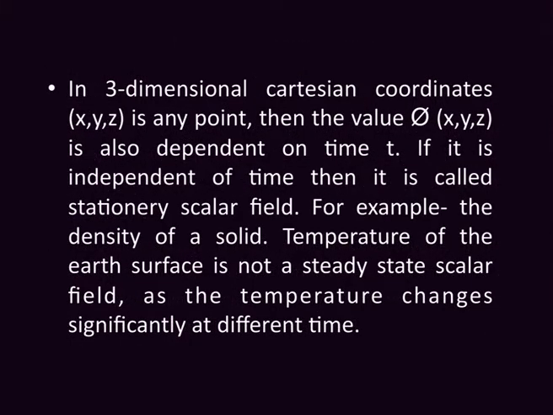In three-dimensional Cartesian coordinates x, y, z, if it is any point, then the value phi(x, y, z) may also be dependent on the time t. If it is independent of the time, then it is called a stationary scalar field. For example, the density of a solid is stationary, while the temperature of the earth surface is not a steady state scalar field, as the temperature changes significantly at different times.